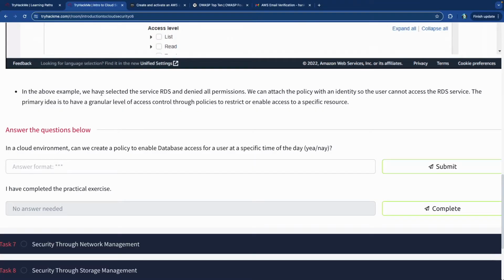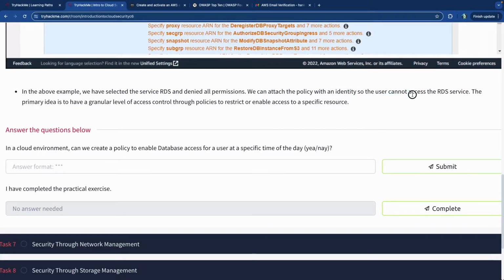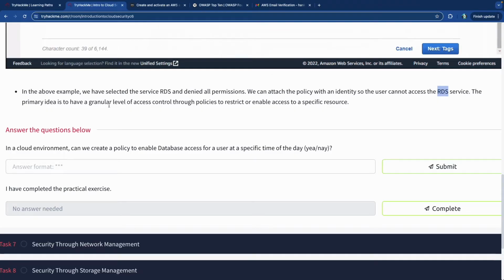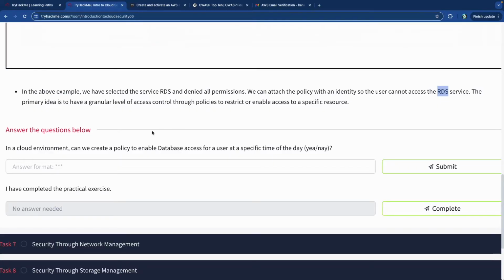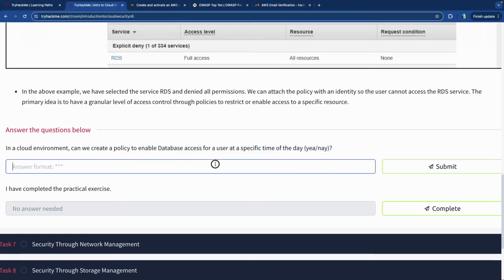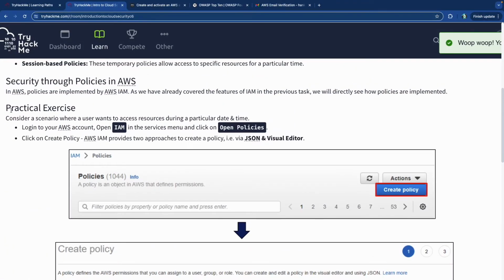So what we did was use RDS and deny all the permissions, and we can attach the policy with an identity so the user cannot access the RDS service. The primary idea is to have a granular level of access control through policies to restrict or enable access to a specific resource. In a cloud environment, can we create a policy to enable database access for a user at a specific time of the day? And that is called, yes, and that is a session-based control, as we talked about at the top right here.